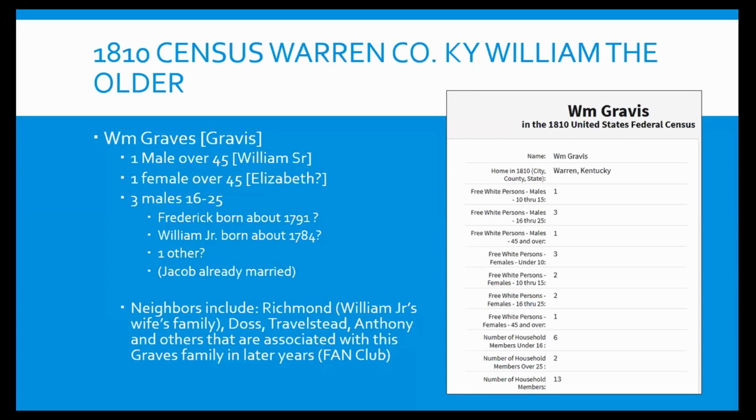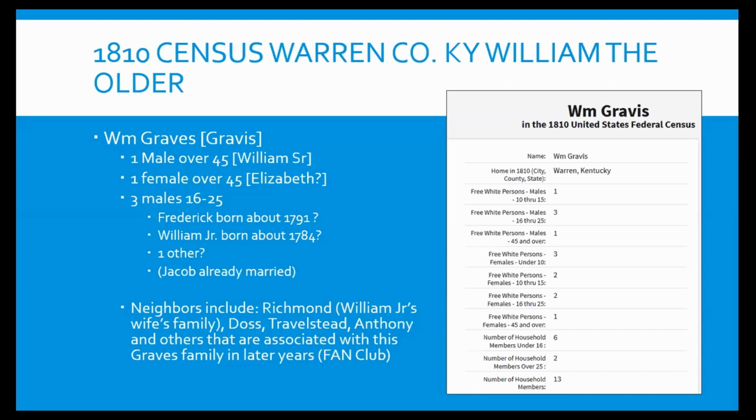The female over age 45 is Elizabeth, probably. And then there are 3 males that are 16 to 25. And one of those could be Frederick, who was born around 1791, and would be 19 in this census. One of them could be William, the younger, or William Jr., born around 1784, 85. That's my ancestor. And one other son. Now, Jacob was already out of the house and married at this time period in 1810, so he would not be in the household with his parents, unless he and his wife were living there with his parents, which I guess is a possibility.